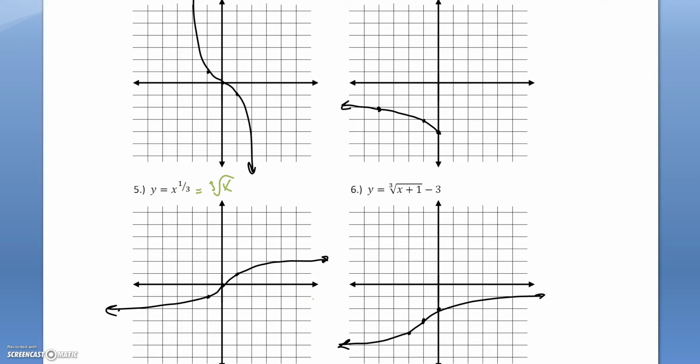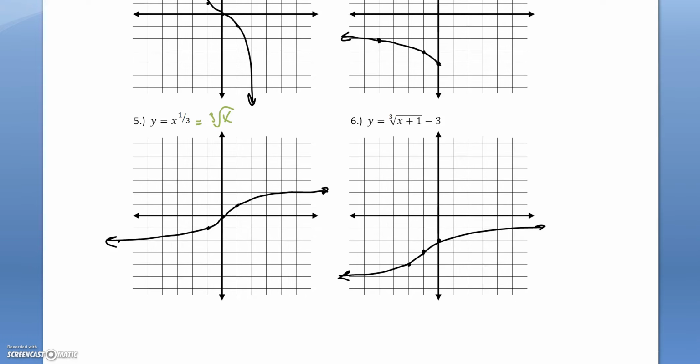The next one should be pretty simple. It's going to be just like the cube root function that we just graphed in number 5, but it's going to be moved to the left 1 and down 3. All right, so the new vertex, quote unquote, because there's not really a vertex on this one, is at (-1, -3). Okay, it's kind of the center of this thing will be at (-1, -3). All right, but then we follow the same pattern from there, over 1, up 1, over 8, up 2, and that's it.